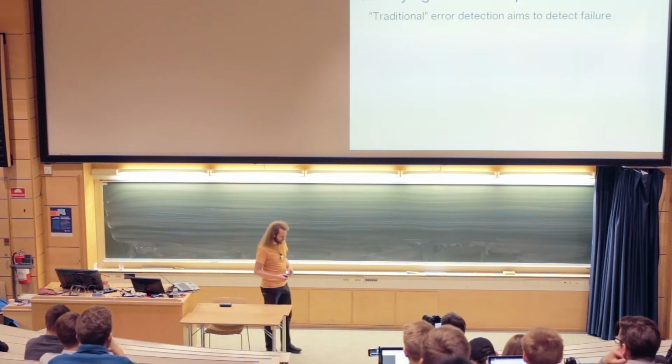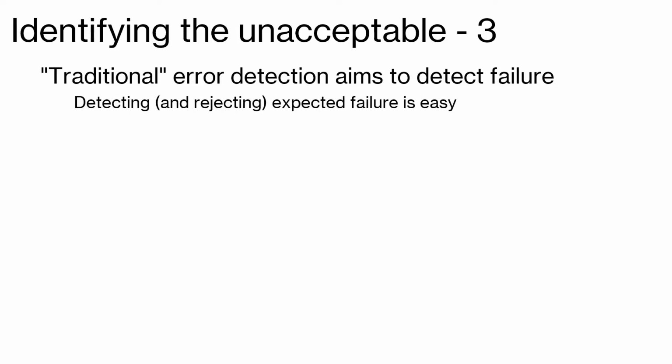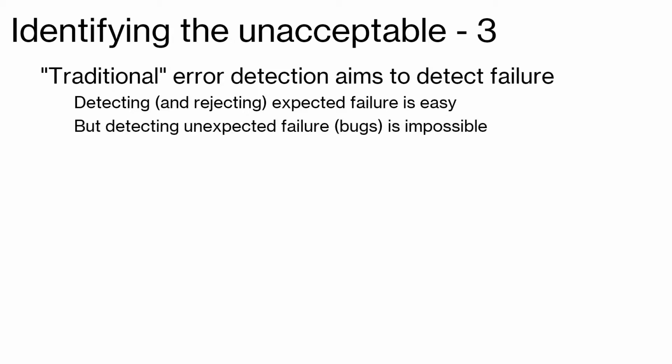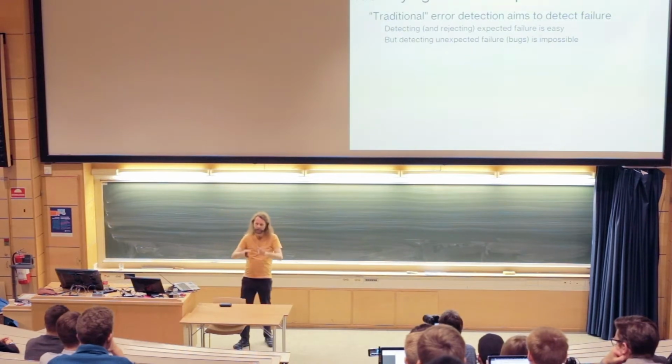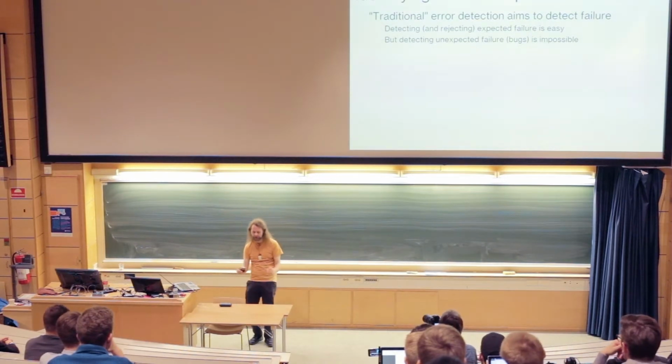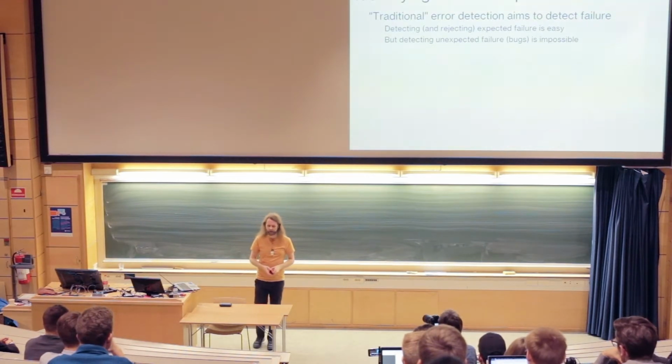So, what does traditional error detection do? Like, a function returns an error value or throws an exception. What does it do? Well, it detects failures. And detecting the expected failures, well, we expect them, so detecting them is reasonably easy. But detecting unexpected failures, like bugs and so on, is hard to impossible. We have the acceptable scenarios on the top, and then we have the unacceptable scenarios at the bottom, and then we nibble at the unacceptable behaviors until we've hopefully grouped all of them, and we have only the acceptable ones left. But the problem is that we can't do that because there are these unmodeled, unacceptable behaviors.